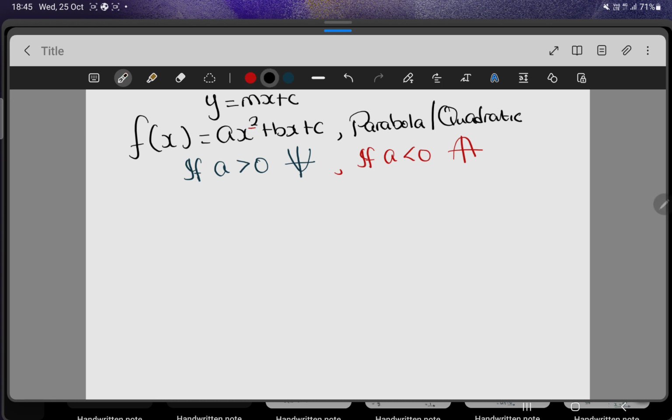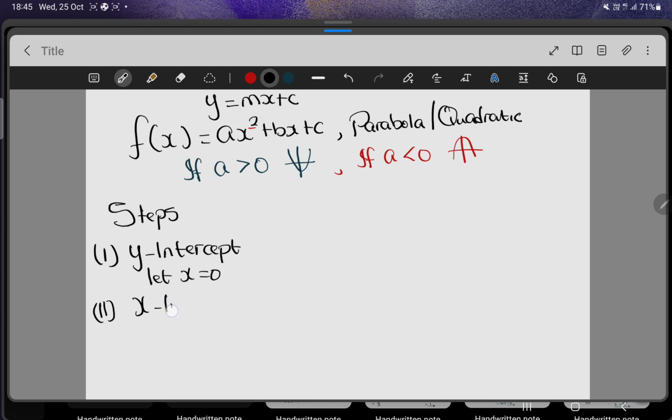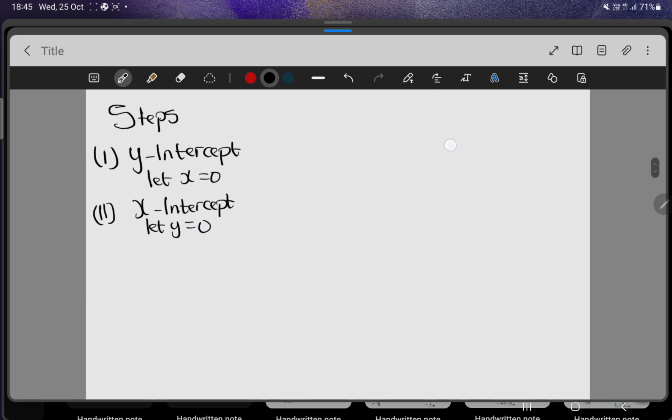There are steps in which you can draw the graph. Step number 1, they're going to ask you about the y-intercept. Sometimes they can say calculate the y-intercept. Remember, you normally say let x be equal to 0. Then number 2, they're going to say x-intercept. How do we work out the x-intercept? We normally say let y be 0. Those are the things that are very important.